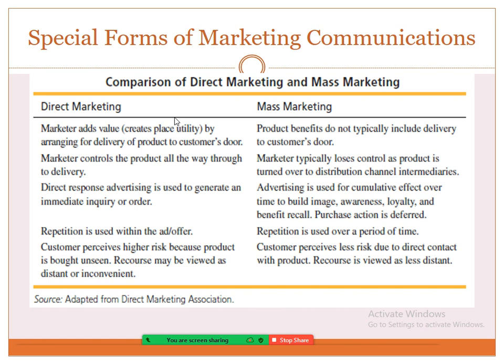In direct marketing, marketers control the products all the way through the delivery. In mass marketing, marketers typically lose control as the product is turned over to distribution channel intermediaries. In direct marketing, direct response advertising is used to generate an immediate inquiry or order. In mass marketing, advertising is used to accumulate the effect over time to build image, awareness, loyalty, and benefits recall.